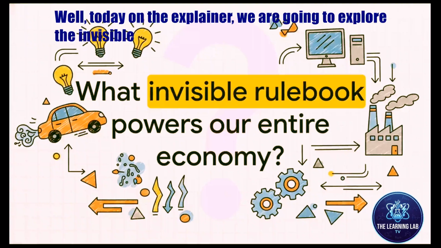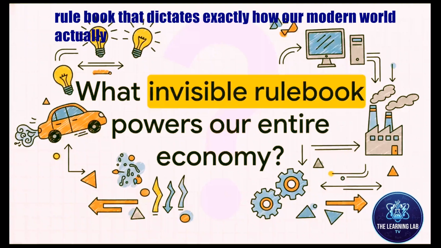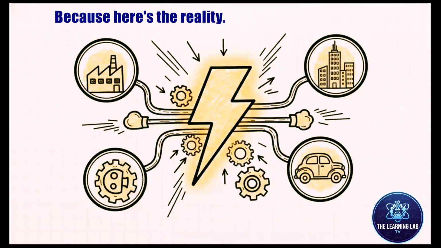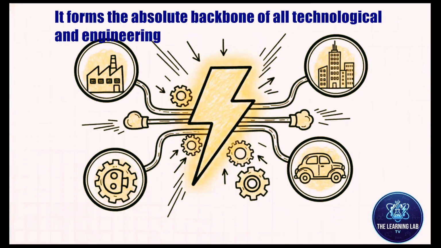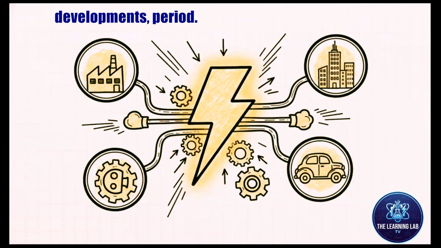Well, today on The Explainer, we are going to explore the invisible rulebook that dictates exactly how our modern world actually operates. Because here's the reality. Without energy, our global economy would quite literally come to a screeching halt. It forms the absolute backbone of all technological and engineering developments, period.